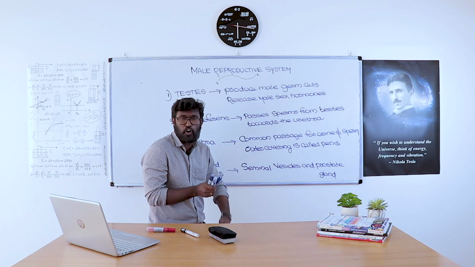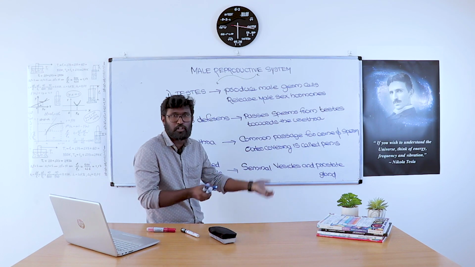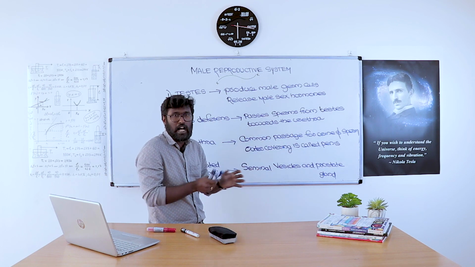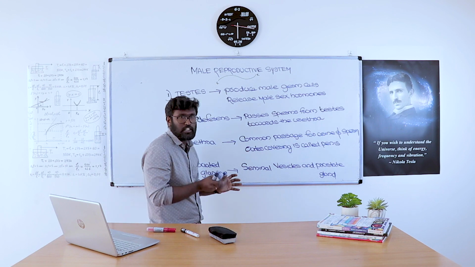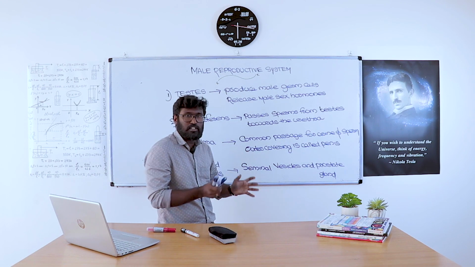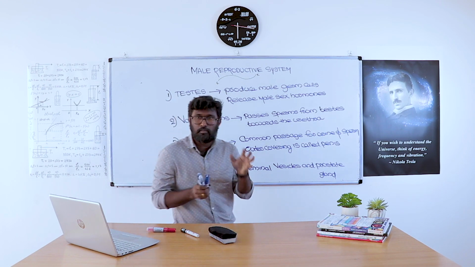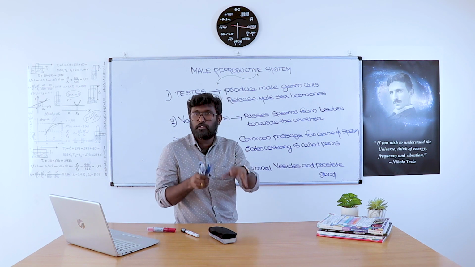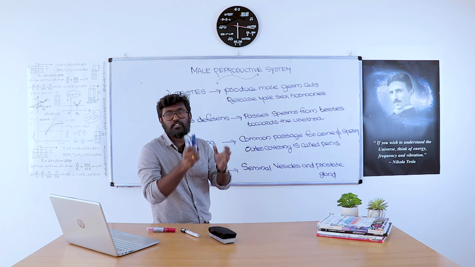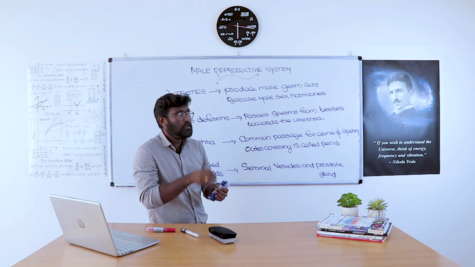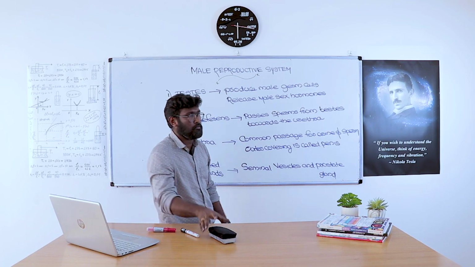And urethra is the common passage for urine and sperm. The outer covering of urethra is called penis. Now associated glands include seminal vesicles and prostate gland. These glands produce some secretions, and that secretion mixes with the sperm to produce semen. That's all about the male reproductive system.